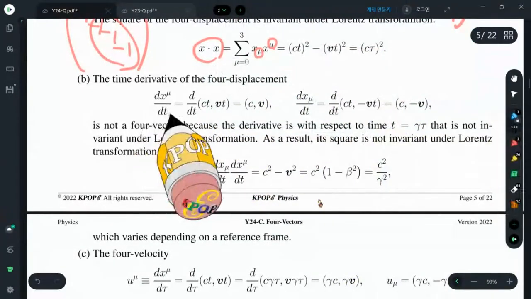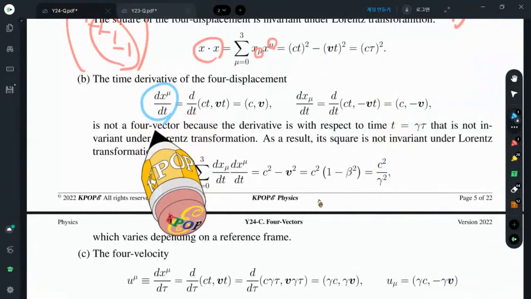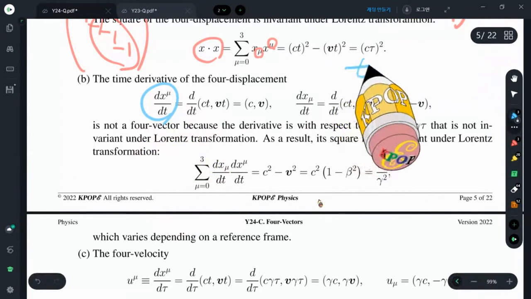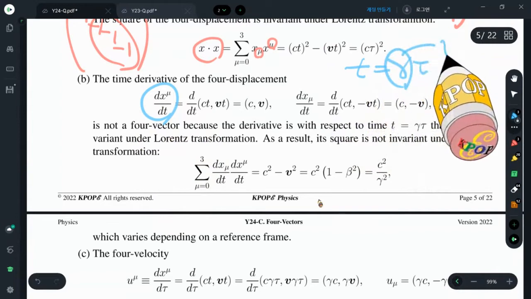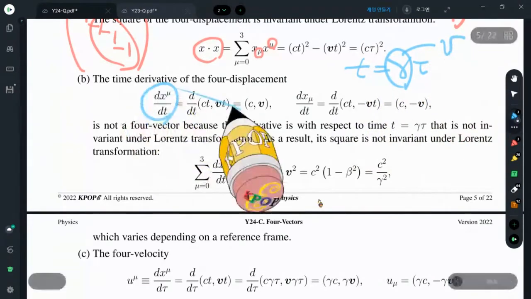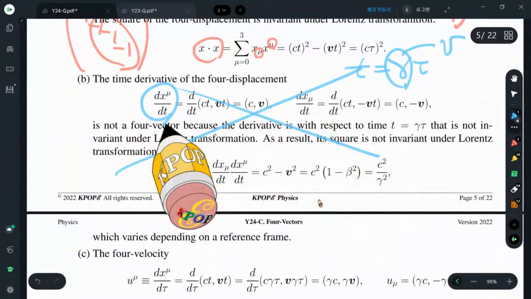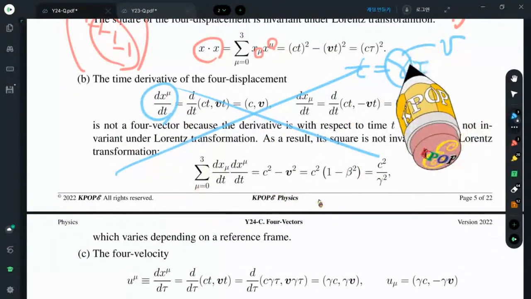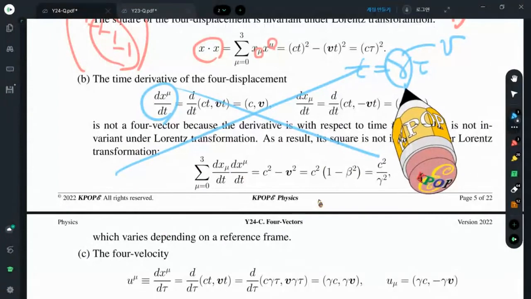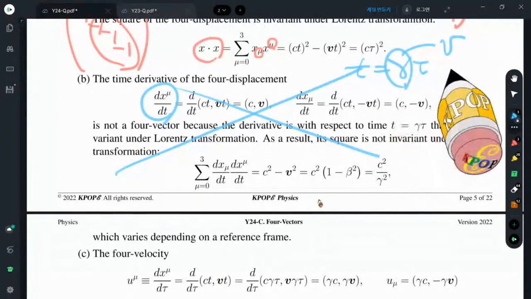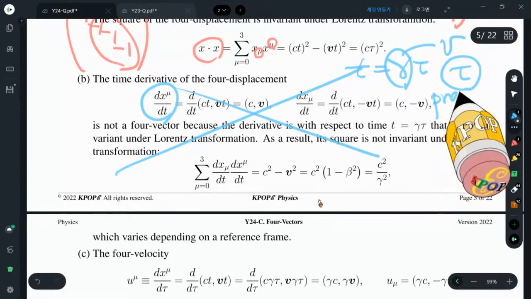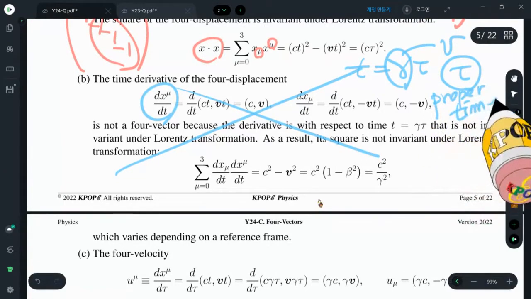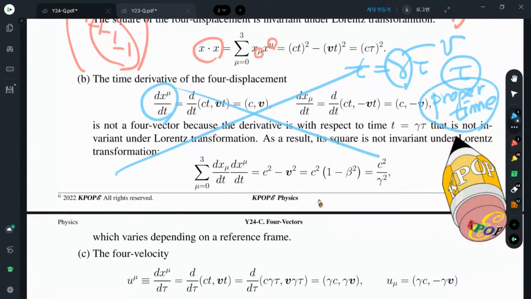For displacement, we take the time derivative. Unfortunately, this time is not an invariant quantity. It's varying. It depends on v. So it's not a good idea to take the time derivative with respect to a variable time. Instead, when we construct the formula, we make use of an invariant time that is called the proper time. Let us make use of the proper time.